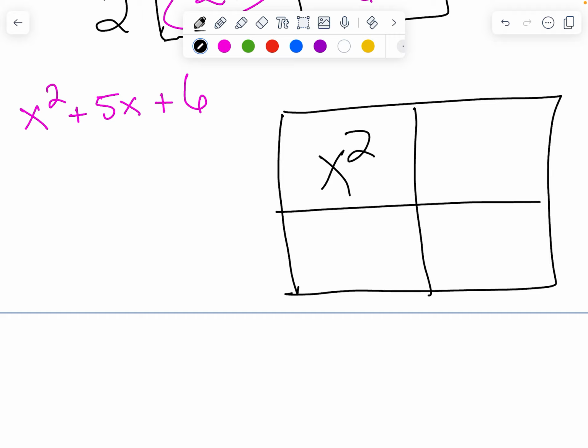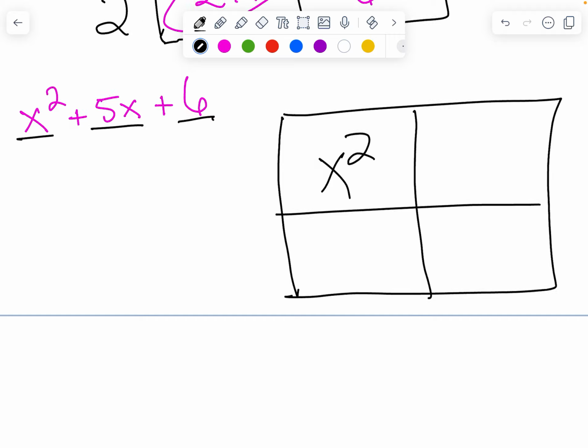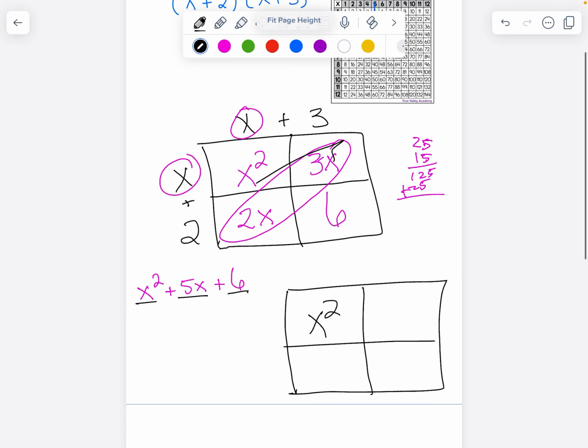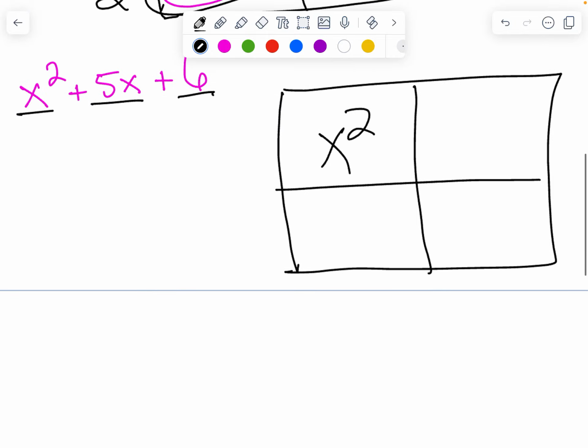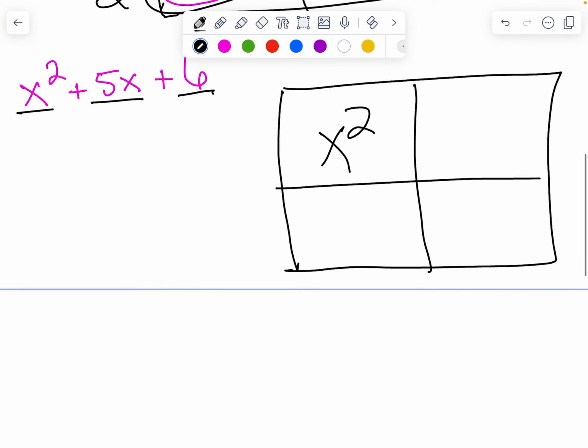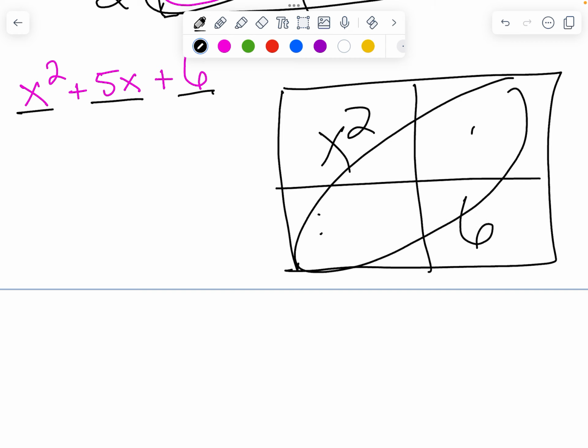But I have 4 boxes and only 3. Well, remember where the 5x came from? It came from these two here. So if I'm starting here, I don't know that this is 3x and 2x. I have no idea because we're starting here. But I know this is x squared and I know this is 6. These two I know add up together to give me 5x.